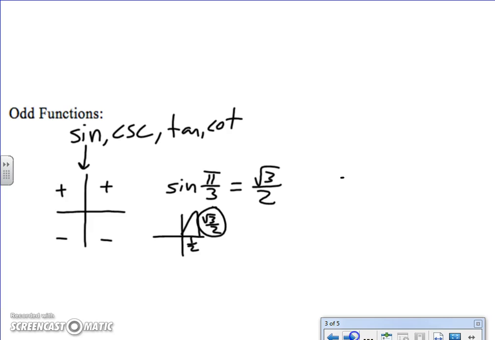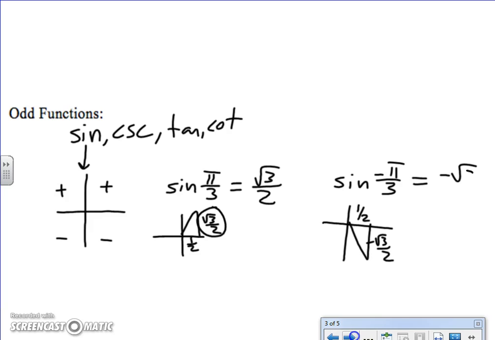Alright, let's think about sine of negative pi over 3 then. Negative pi over 3 would be in the fourth quadrant. Sides of 1/2 and square root of 3 over 2. And since we're in the fourth quadrant, the y would be negative. So here, sine of negative pi over 3 is negative square root of 3 over 2. So I plugged in opposite angles, right? One was positive, one was negative, and I got opposite answers. Square root of 3 over 2 and negative square root of 3 over 2. And that's because sine is odd.